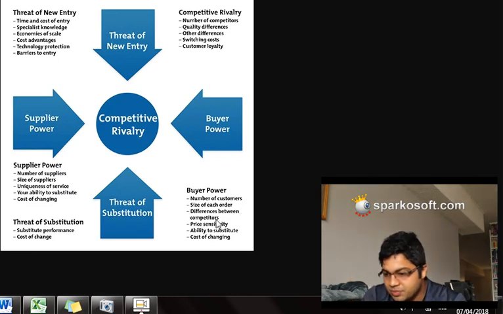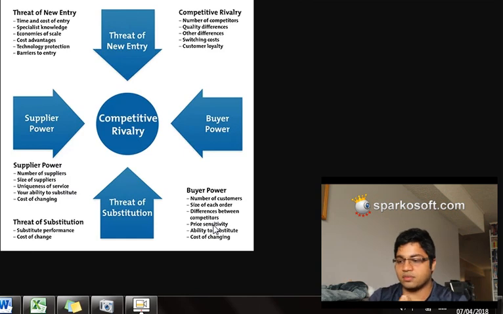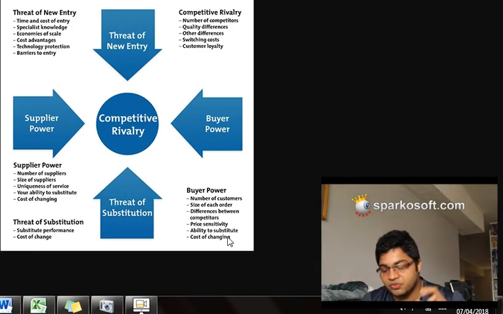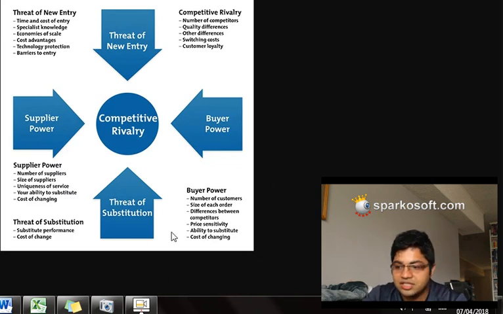Then difference between competitors: are you really differentiating vis-a-vis your brands? Do customers have that brand focus? That is also important. Or are they focused only on price? We want customers to be brand focused rather than focused on price, because competing on prices is not good for our profit margins. Ability to substitute: is it easy for customers to find your substitute, and what is the cost of changing? So all these factors determine buyers bargaining power.